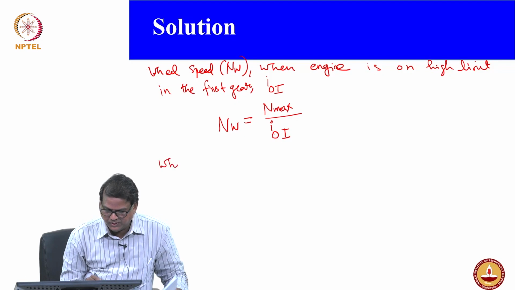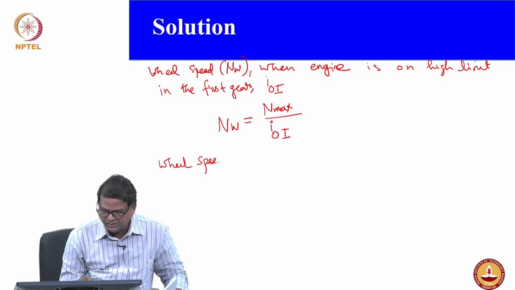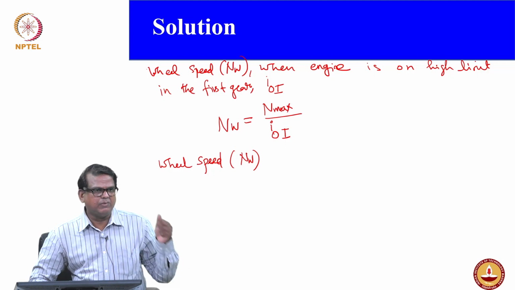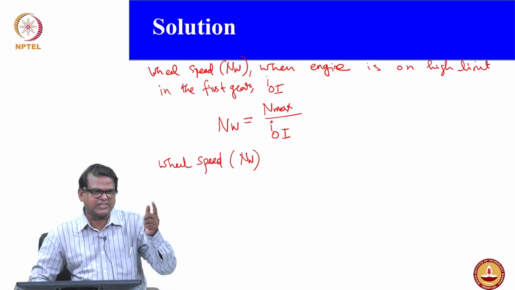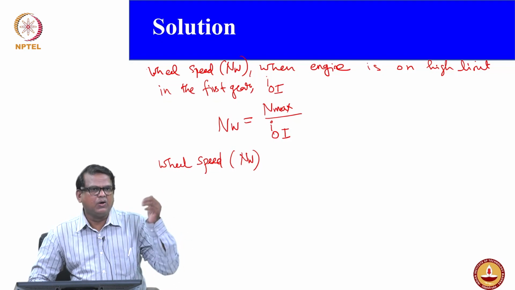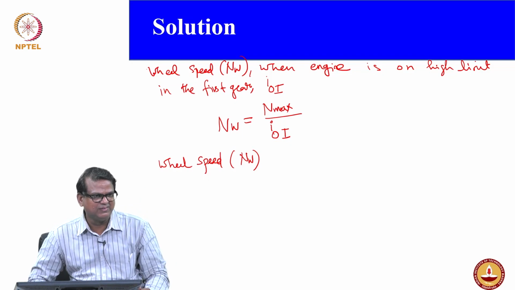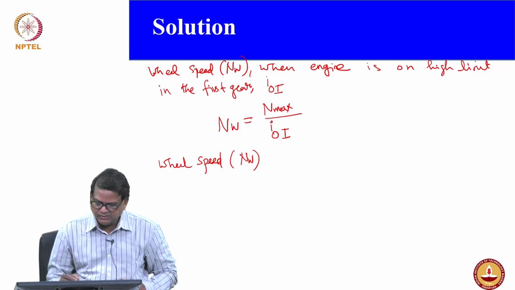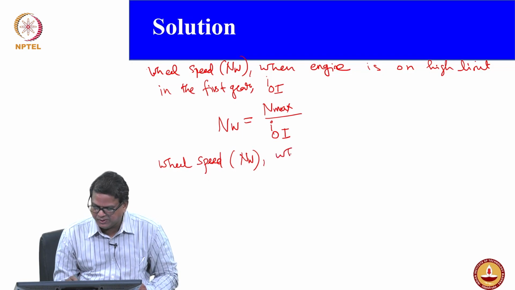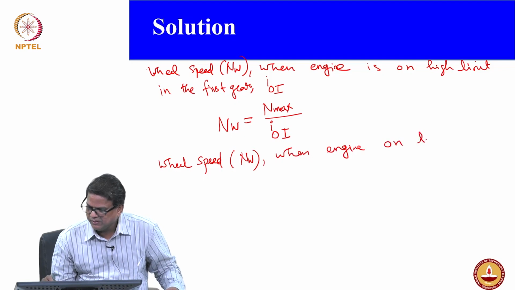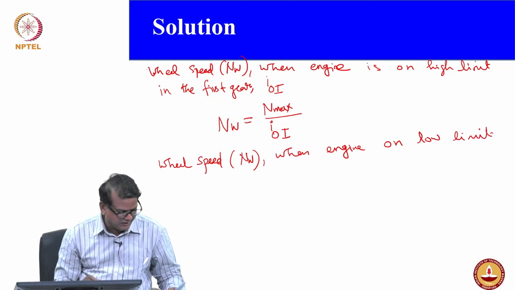Again the wheel speed. Remember what happens when you want to shift the gear from maximum to minimum? I am operating at the moment in first gear, so it goes to maximum. The moment I want to shift from first to second gear, the engine speed should drop to the minimum speed, right. So I want to know the wheel speed when the engine is on the low limit speed in the second gear.